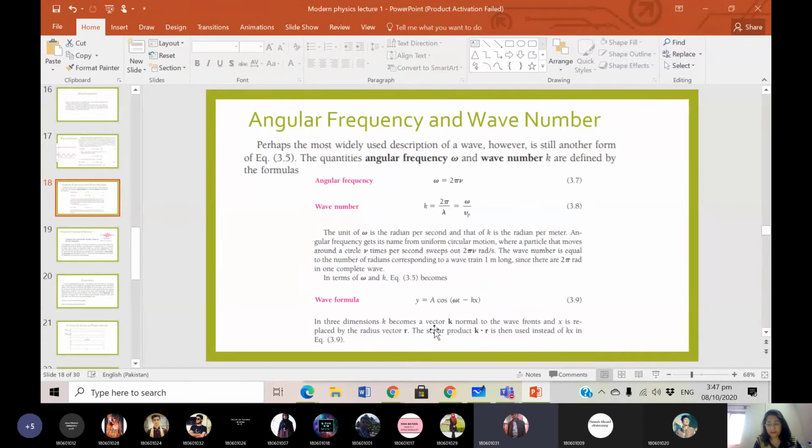In 3 dimensions, k becomes a vector k normal to the wavefront. That would be a different situation, but we are not going to go into that situation.